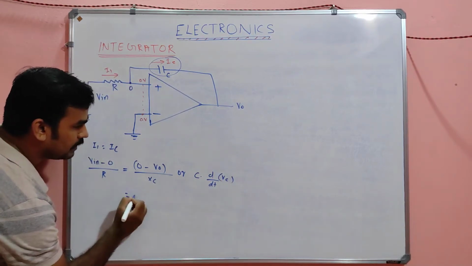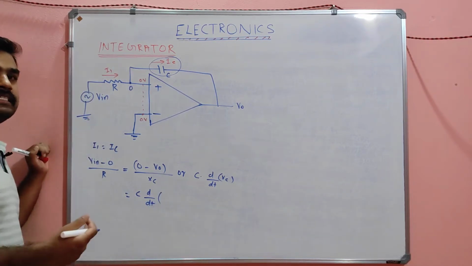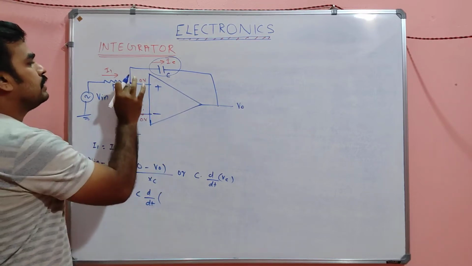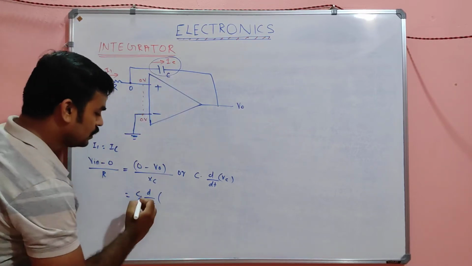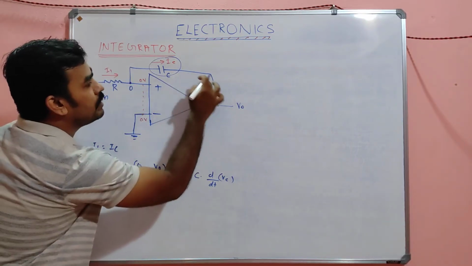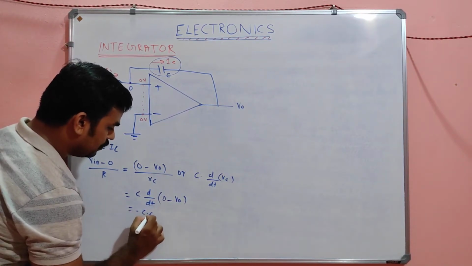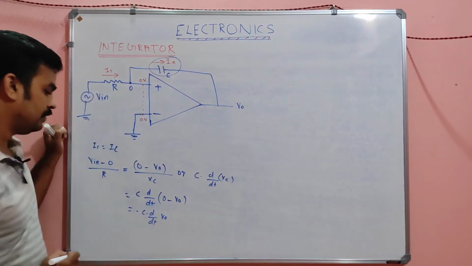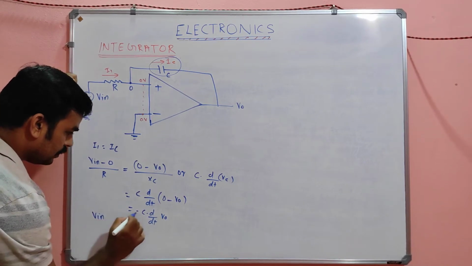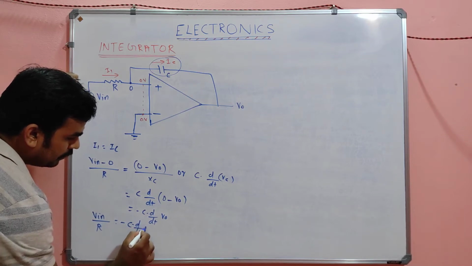VC is the voltage here minus the voltage there. The difference in voltage is the voltage across the capacitor. So I can write C into d by dt of the voltage here, which is 0 volt, minus the voltage outside, which is V0. Am I right, my dear? So I can write minus C into d by dt of V0. So V input divided by R is equal to minus C into d by dt of V0.